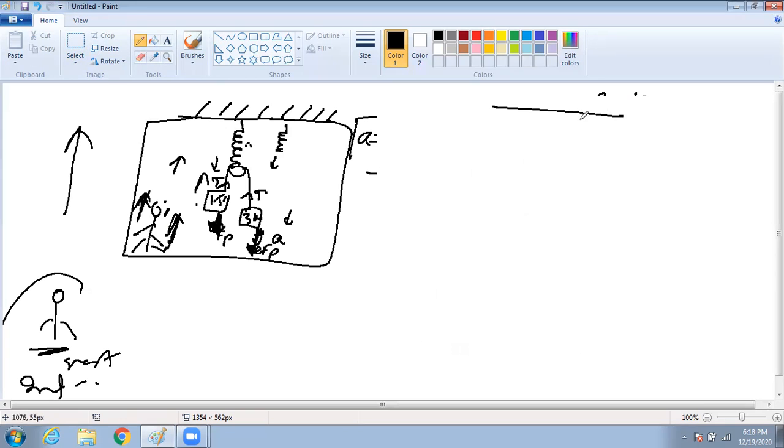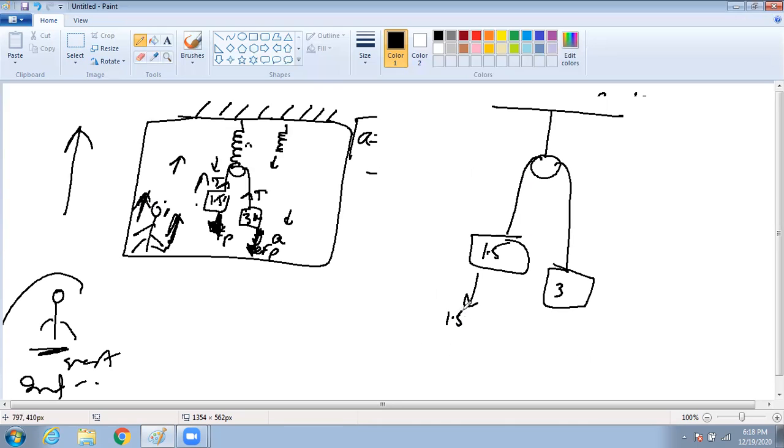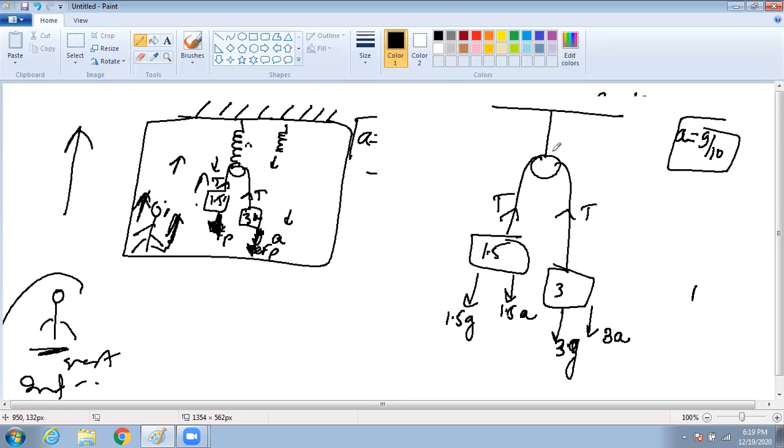Okay, now if you draw, it will look like this. This will have 1.5 into g. This will have 3 into g. And you have another pseudo force, Fp equal to ma. Correct or not? So 3 into a. Here again 1.5 into a. What is a? a is g by 10. Correct or not? This is tension, this is tension. And here it is 2T. Clear? Till now clear, everybody? Yes, sir.